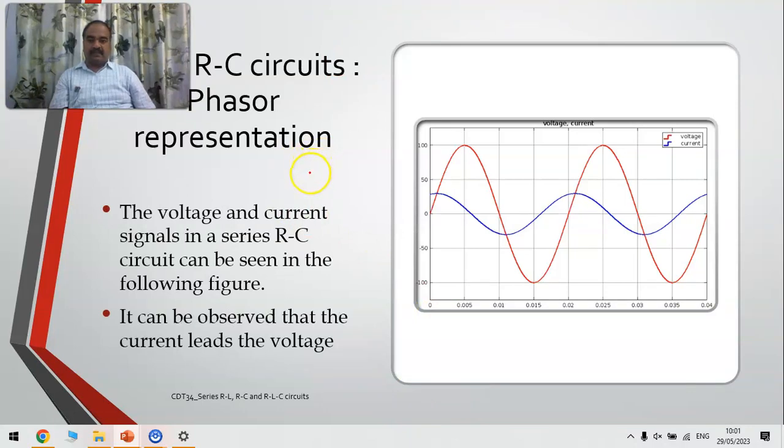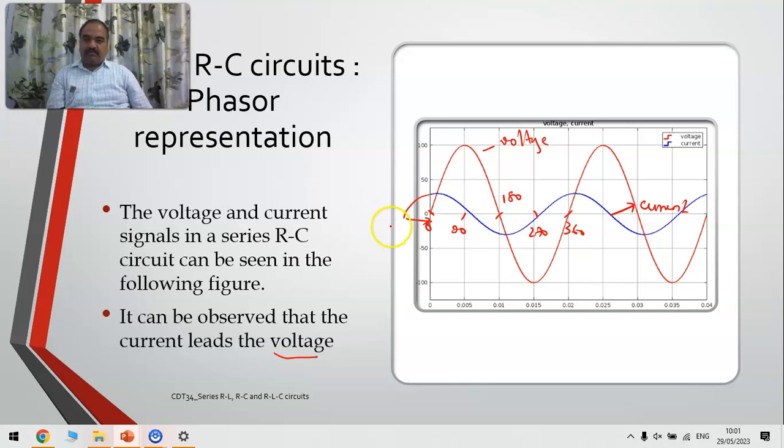my series RC circuit has this phasor representation. Now, this is the representation of a voltage and current signal. If you carefully see, this is 0, this is 90, this is 180, this is 270, and this is 360. This is the approximate representation. This is your voltage signal. See the current signal, the blue color one. Current signal is starting somewhere ahead of my voltage signal, which means that the current is leading the voltage by some angle, which may not be greater than 90, but not less than 0.